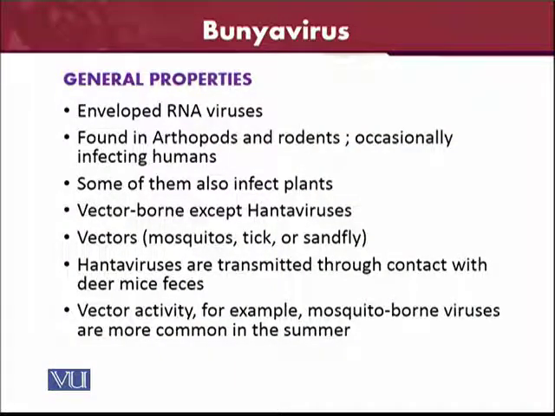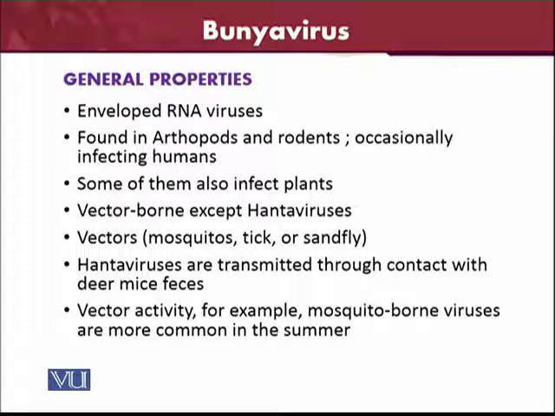These are, of course, RNA viruses, enveloped RNA viruses. Actually, these are found in the arthropods because these viruses need vectors for their transmission. Vectors are some special kind of animals or organisms, especially the flies and the rodents, which are needed for some of the viruses to transmit and reach the host. So the Bunia viruses are found in the arthropods and the rodents, occasionally infecting humans. Sometimes they also infect humans, but most importantly they are in the rodents and the arthropods. However, some of them also cause disease in plants.